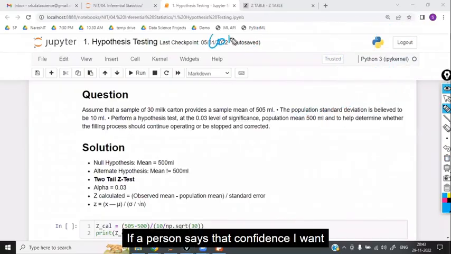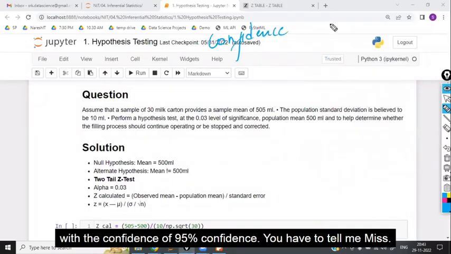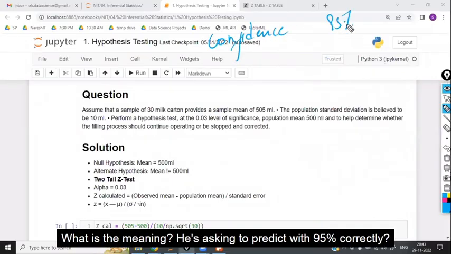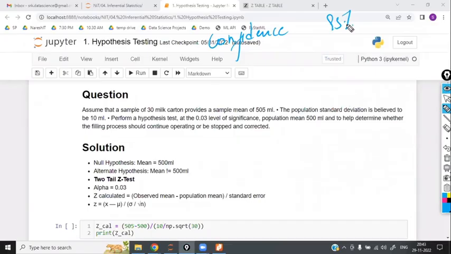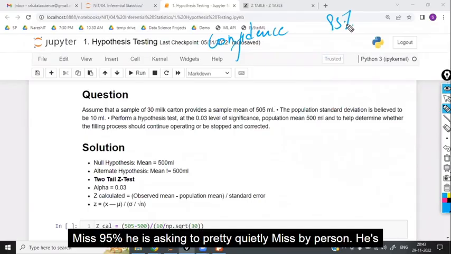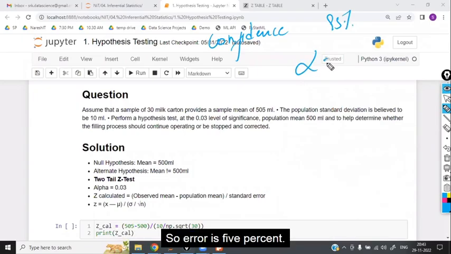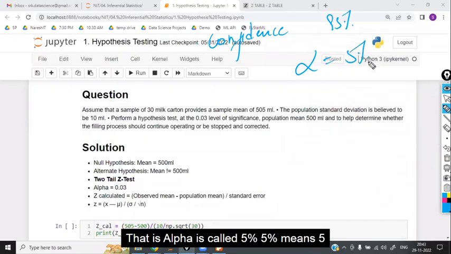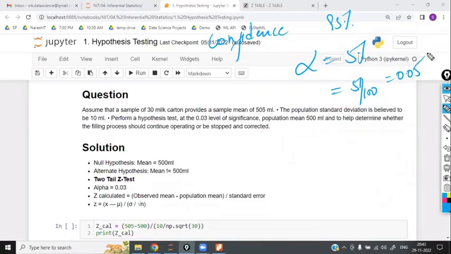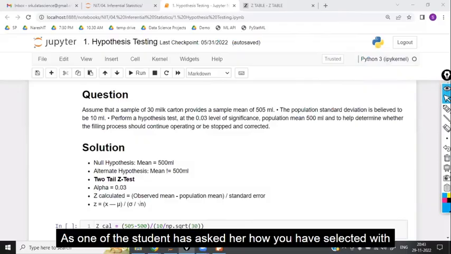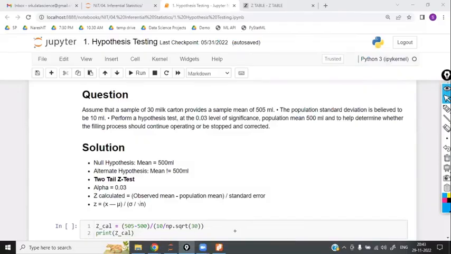If a person says he wants a confidence of 95%, what is the meaning? He is asking us to predict 95% correctly, and he is allowing 5% incorrect prediction. So the error is 5%. That is, alpha is equal to 5%. 5% means 5 divided by 100, which is 0.05.